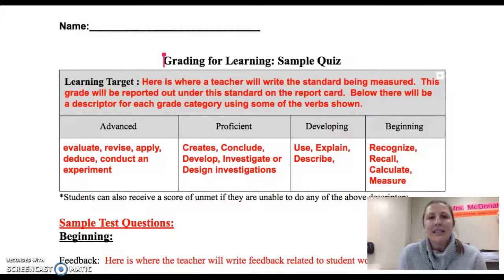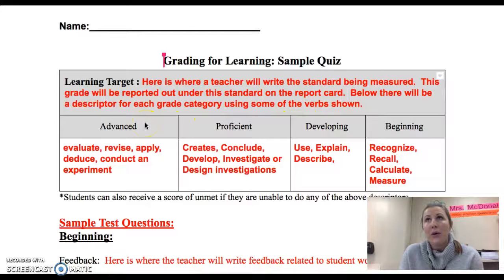So here is the assessment, and this is just a sample, and most of the assessments at the middle school will look like this. You can see here is the Grading for Learning sample quiz. At the top, this is a little rubric, and this is where we'll circle the grade for your child. And the grade can fall into 4 categories: beginning, developing, proficient, or advanced. And they kind of start here and work their way this way.